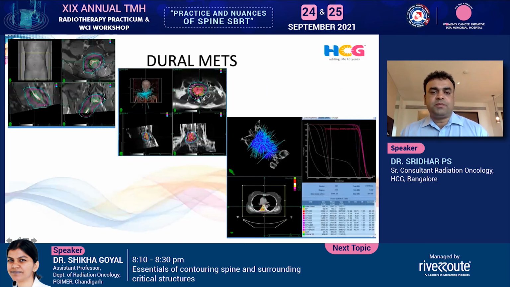Multiple neurofibromatosis, intramedullary tumors, and vertebral hemangioma. And these are the drop mets and the dural-based ones, where you can see that the spinal cord is marked very clearly and the dura is marked separately, and chordomas and dural metastasis. And this is another chordoma that we treated.